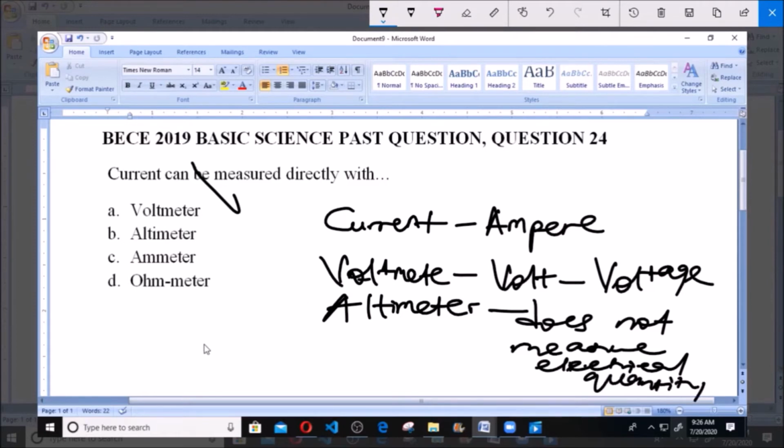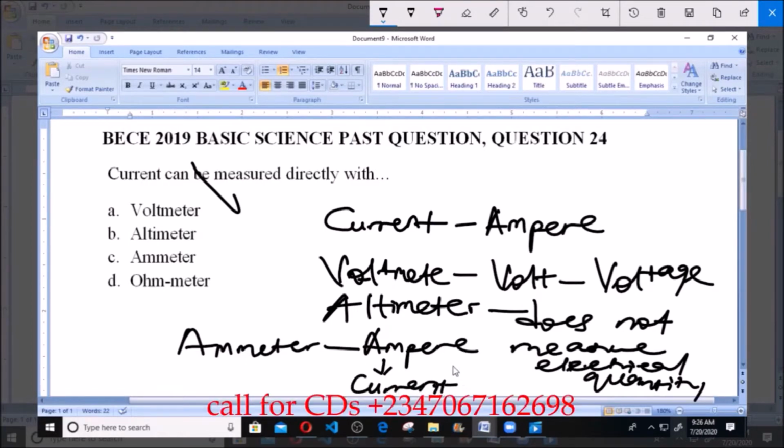Ammeter. Ammeter is C. Now ammeter measures in what? It measures in ampere, and ampere is a unit of what? Ampere is a unit of current.